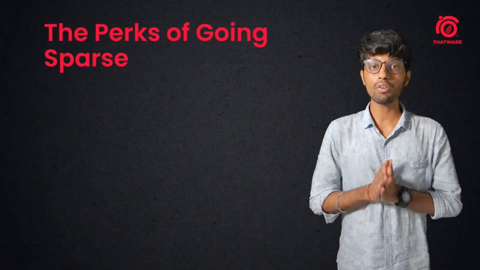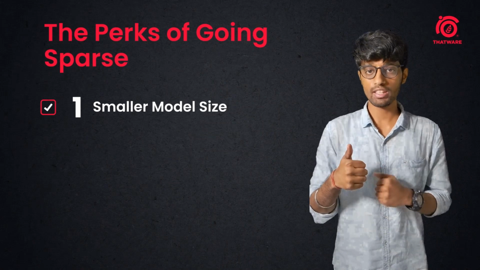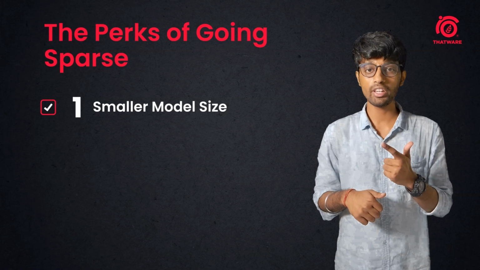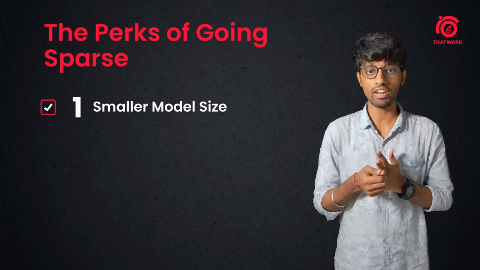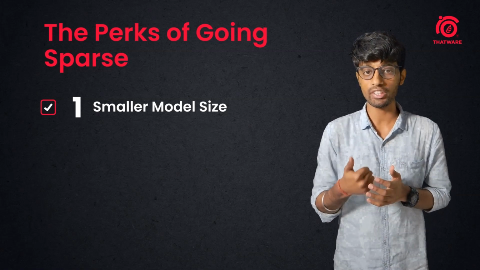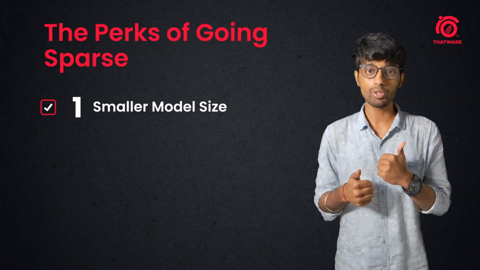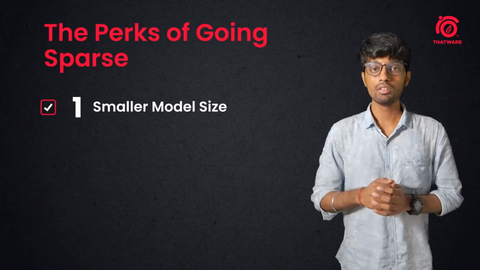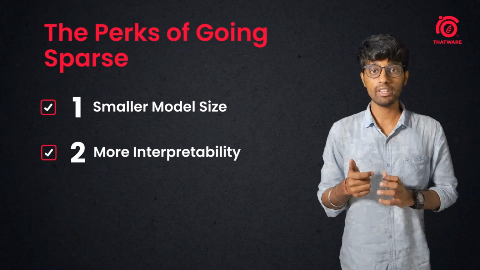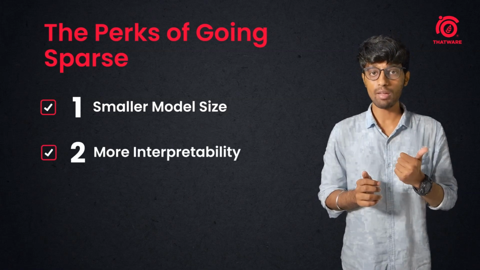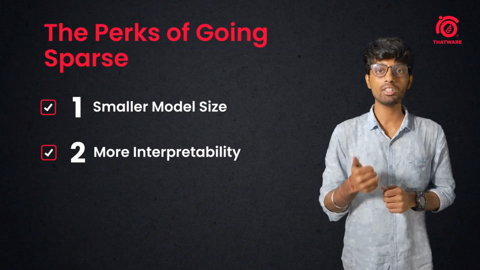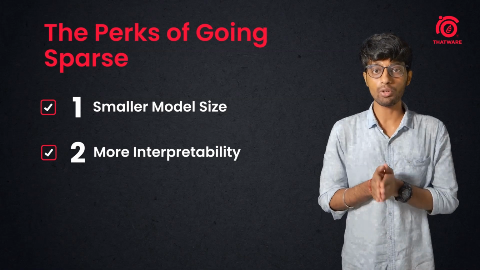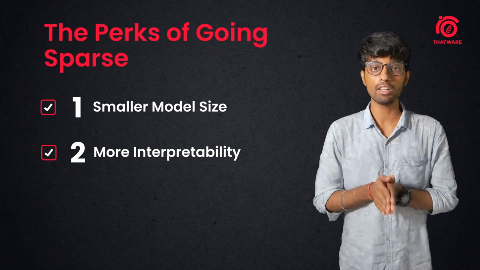It's like clearing out the clutter and only keeping what really matters. So, the perks of going sparse. Number one, smaller model size. By only keeping relevant features, you don't need to store a massive vector for every input. This dramatically reduces memory and computational load, perfect for edge devices or cloud cost saving. Second, more interpretability. When only a few dimensions are active, it's easier to understand what the model is focusing on, and this can be crucial for debugging or explaining model behavior.